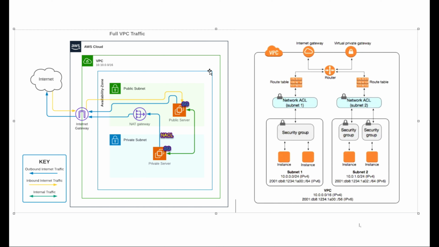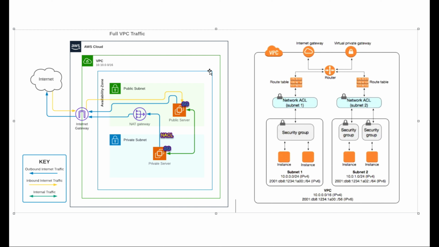Let's go through the VPC. What is VPC? VPC stands for Virtual Private Cloud. This is nothing but the network you have in your on-prem or in your home. It's a virtual network dedicated to your AWS account. It's a logically isolated network in the AWS cloud.